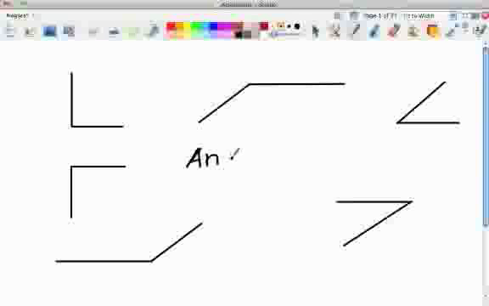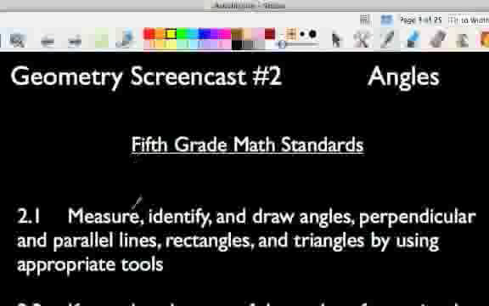Today's lesson is about angles in geometry. And you see all the different angles here. And what we're going to do here in terms of the standards for 5th grade is this one, Measurement Geometry 2.1. Measure, identify, and draw angles. The rest of it we'll do later. Well, actually not later. We did perpendicular and parallel lines already. But we're going to measure, identify, and draw angles.